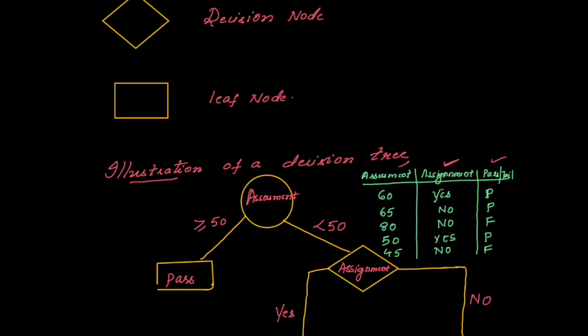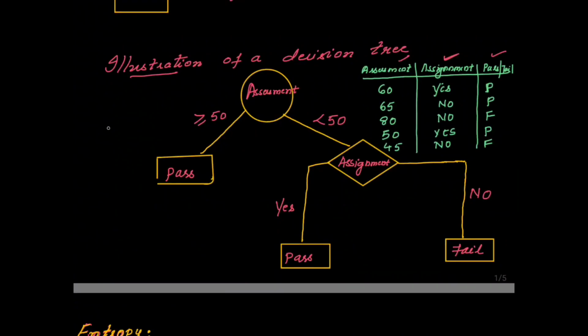Presently, I will not go into detail on the steps. Here, I'll first tell you in the introductory part, out of these two features, assessment and assignment, which feature is contributing towards the performance, whether it is pass or fail. The one which is most important is brought to the top of the tree. We always use this kind of symbol on the top of the tree. This is called the root node. In this example, you can see that we have chosen assessment as the feature for the root node.